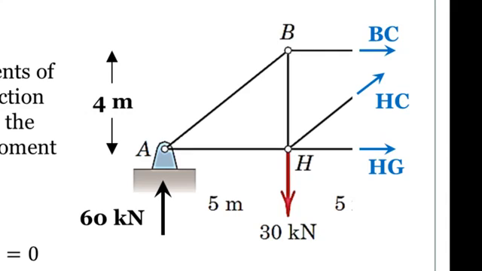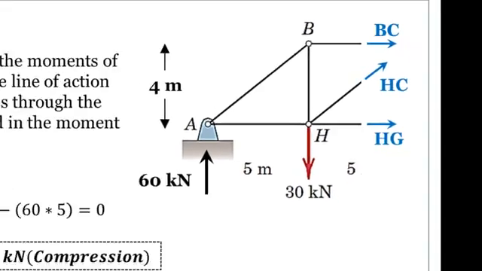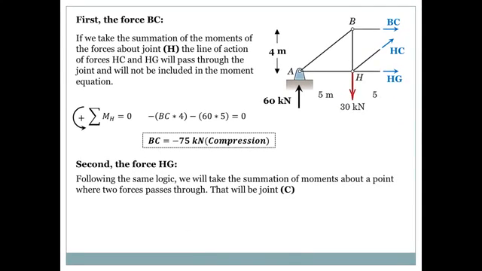One might argue, but you just found BC. What if it was wrong? I mean, we all make mistakes, right? So let's think of member HG as your first member to find the force in. What kind of a joint would you have that will have both forces BC and HC pass through? They both go toward joint C. So following the same logic, we will take the summation of moments about a point where two forces pass through.